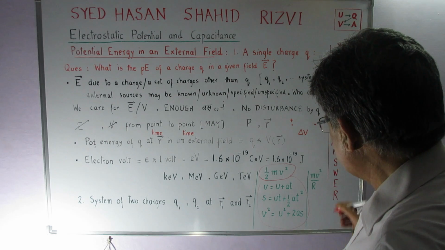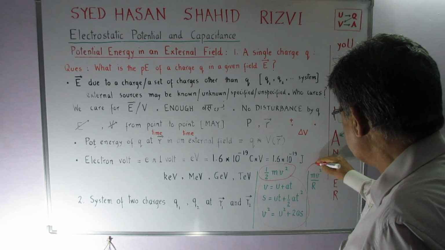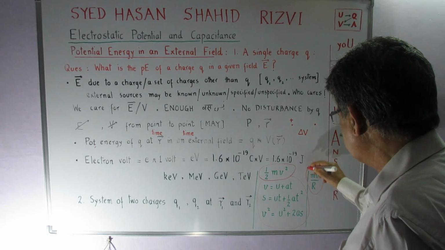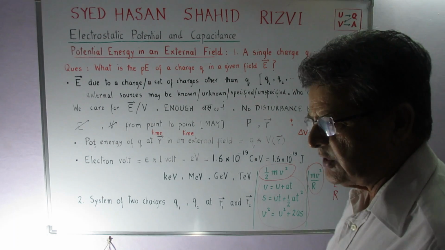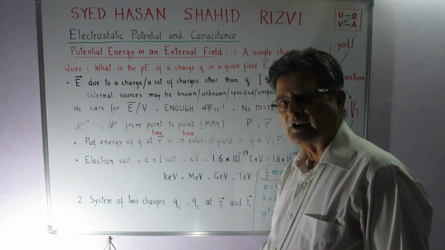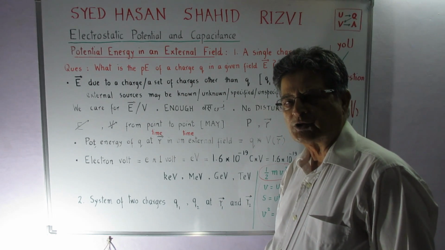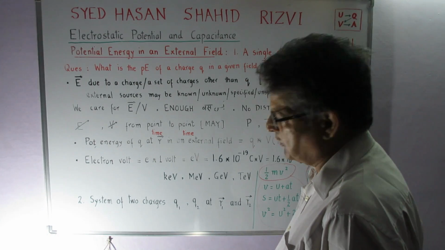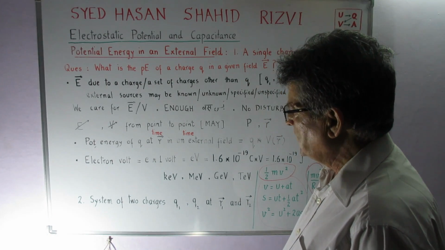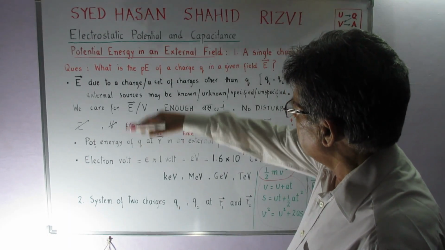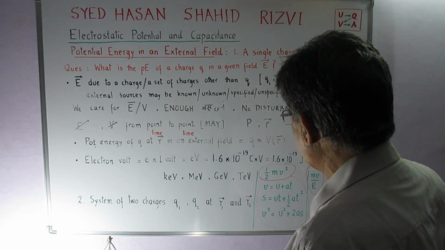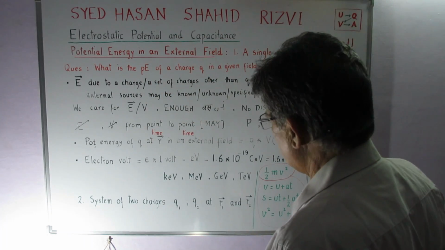Of course, there is one more thing, and that is this mv square upon r. What is that? This is the centripetal force, which has to be provided by some actual force. So in that case, we can make the particle go round in a circle.